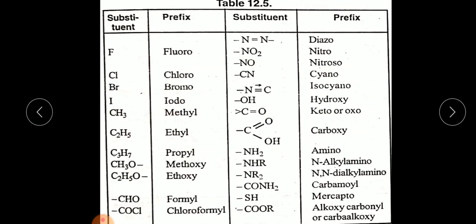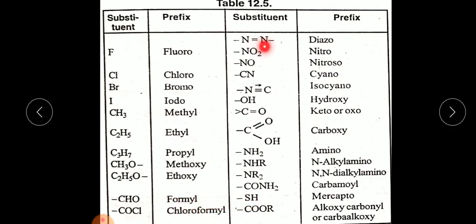Next, this is also a very important table. These are the basics that we need to know while writing the IUPAC nomenclature. If you have a substituent as fluorine, we read this as fluoro, chlorine chloro, bromine bromo, iodine iodo, CH3 methyl, C2H5 ethyl, C3H7 propyl, CH3O methoxy, C2H5O ethoxy, CHO formyl, COCl chloroformyl. Okay, so you need to know all of this.